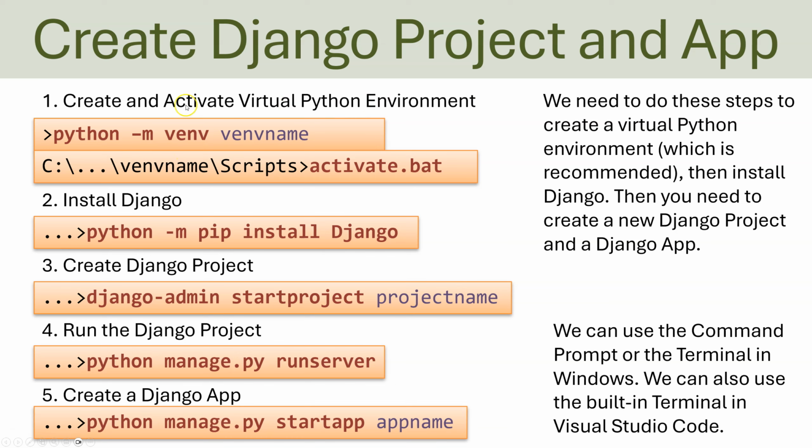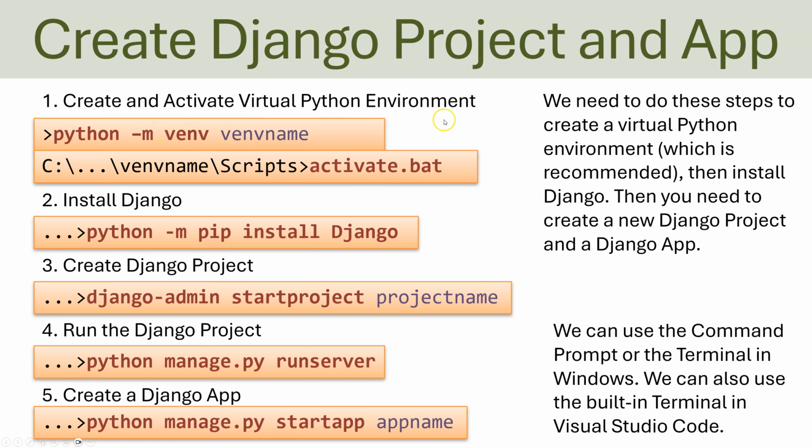Then when you have created and activated this virtual Python environment, you can install Django using this pip command that is part of Python. And of course, before you start on step number 1, you need to make sure that you have Python installed on your computer. Then you are ready to start creating a Django project using this command. Then you can run the Django project and finally create a Django app.